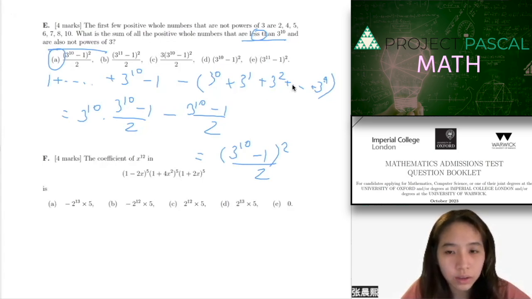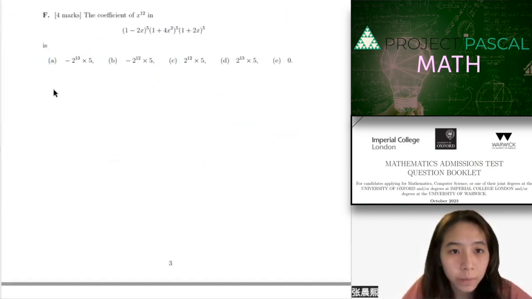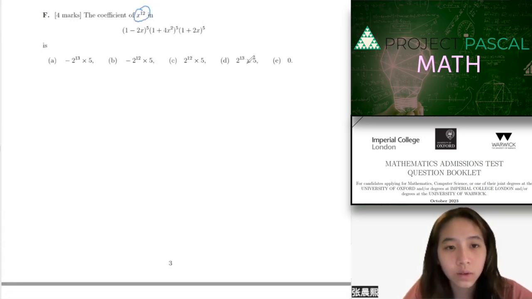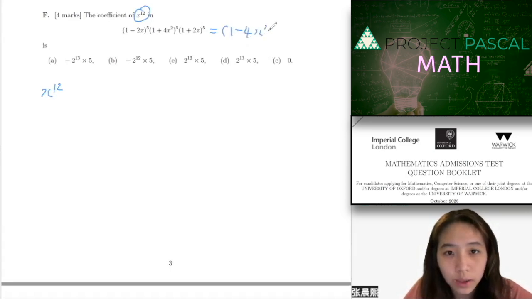And moving on, now they ask for the coefficient in this where it's x to the power of 12. And so basically, your x to the power of 12, it's sort of like 1 minus 4x squared to the power of 5 plus 1 plus 4x squared to the power of 5 equals 1 minus 16x to the power of 4 to the power of 5.